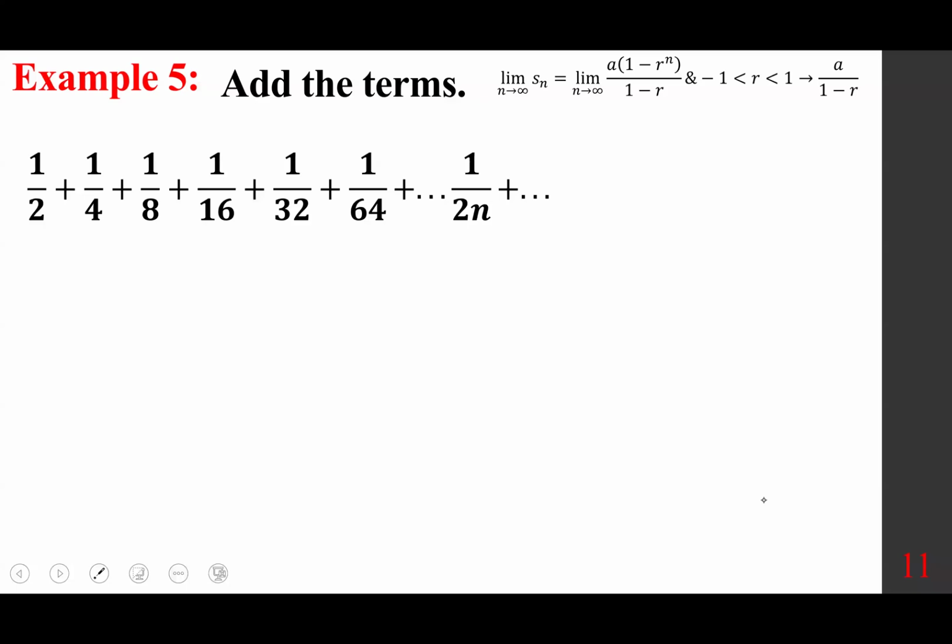What about this example? We want to add these terms. First, we have to recognize what type of series or sequence we are dealing with, because we are adding, it's a series. Here's the first term. Notice if I multiply this by 1/2, I get 1/4. By 1/2, I get 1 over 8, and so forth. That means A and R are both 1/2. So we are going to use this formula because R is between -1 and 1.